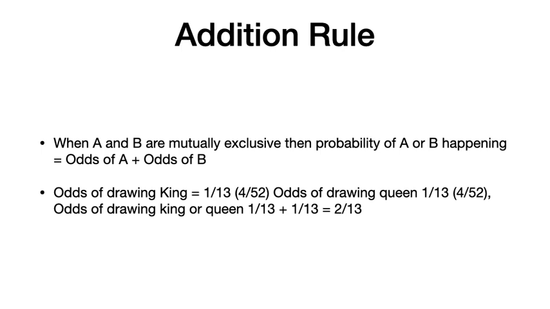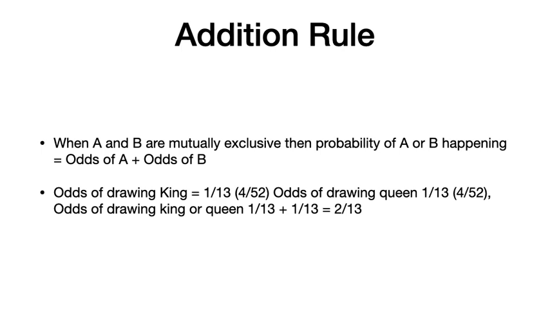Odds of drawing a king from a well shuffled deck: 4 out of 52. If you remember your high school math, you can reduce that down to 1 out of 13. Odds of drawing a queen: there's 4 queens in the deck of 52 cards, also 1 out of 13. Because these are mutually exclusive, because whenever you draw a king, you don't draw a queen, and whenever you draw a queen, you don't draw a king, you can just add these.